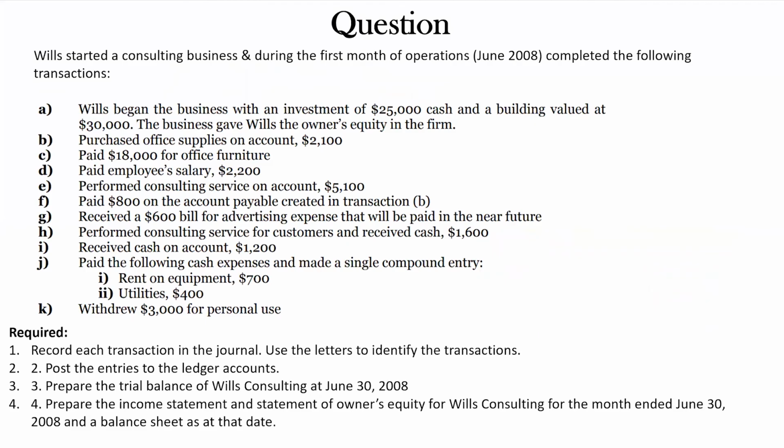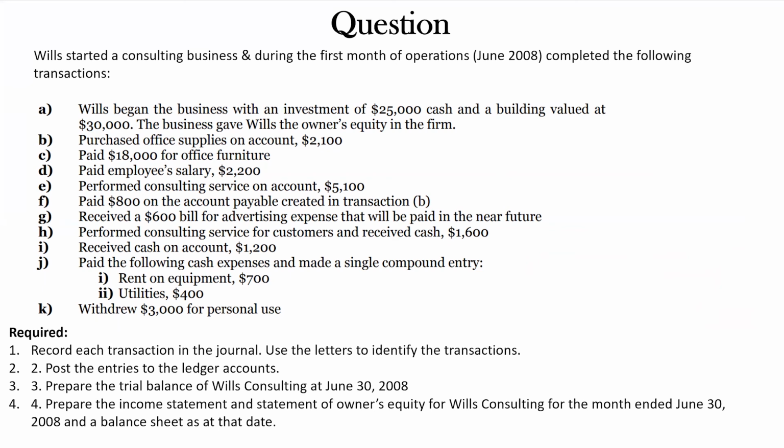G, received a $600 bill for advertising expense that will be paid in the near future. And based on what we've learned prior and in B, paid in the near future, this is what? This is a liability. So our accounts payable, right? Our accounts payable is increasing here, right? And when our accounts payable increases, we credit it.